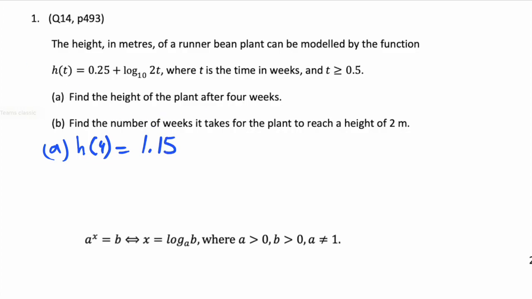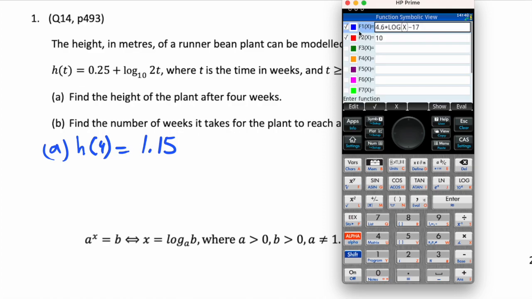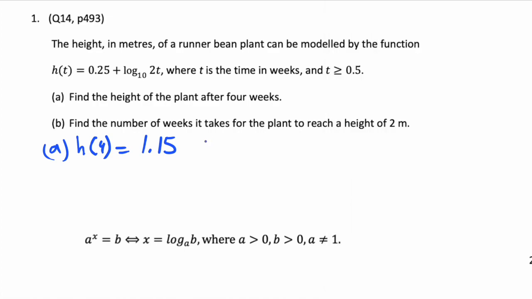Okay, we're going to have to graph it in a second, so you might as well graph it on your calculator and get that answer directly from your calculator. So let's go to apps, function. Let's type in the function 0.25 plus log 2 times x. That's our model. And then we go to num, and we can click the number 4, and it takes us to 4. So you can see h of 4 is 1.15, and this is in meters.